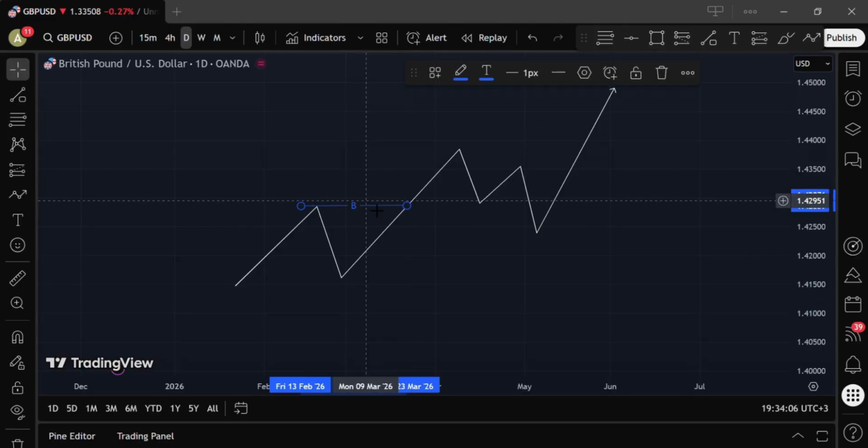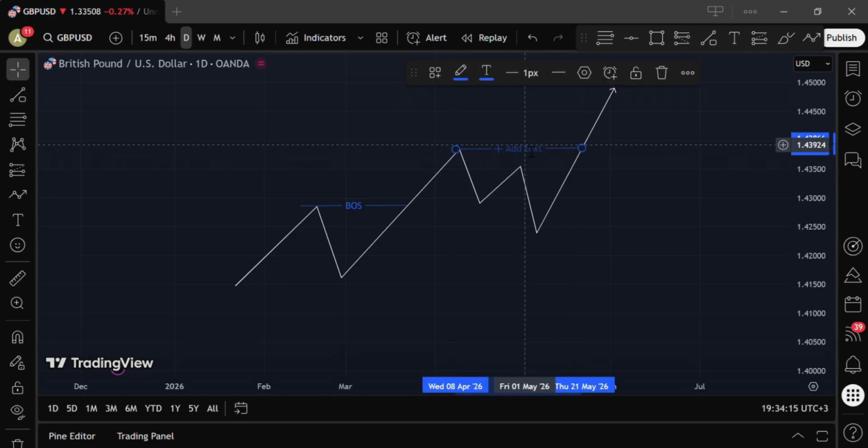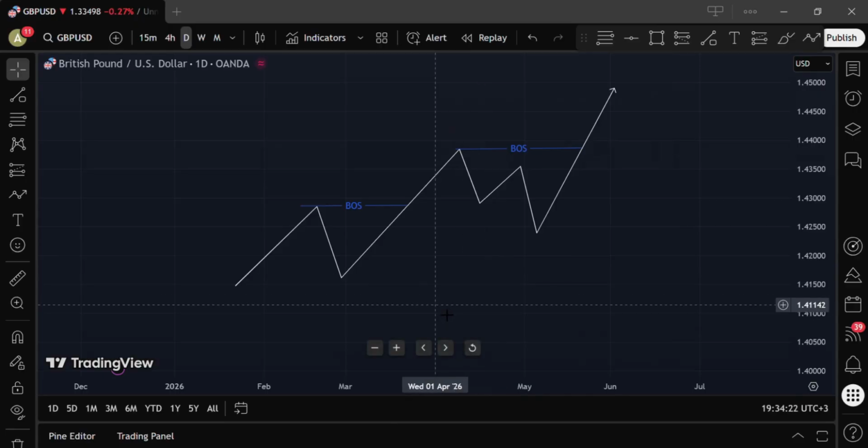This one is a break of structure. Also, we have another break of structure here. Here, we have another break of structure like that. So when you look at this market, normally when there is a break of structure, this movement that breaks the structure normally has a very high momentum. When I say very high momentum, it comes faster. The price moves faster during that time.